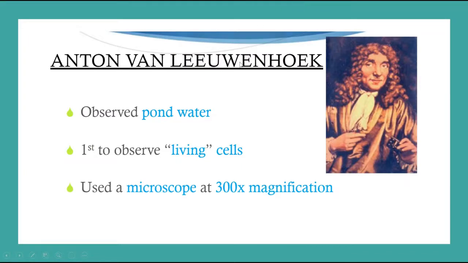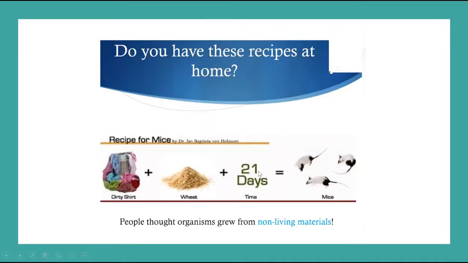So Anton Leeuwenhoek, we just mentioned him, observed Spirogyra, an organism, from pond water, and he was the first to observe living cells. So it's important to understand the question. For example, if the question is who discovered the living cell, then the name should be Leeuwenhoek and not Robert Hooke. Robert Hooke observed dead cells from the bark of a tree, and Leeuwenhoek used a microscope with 300 times magnification.